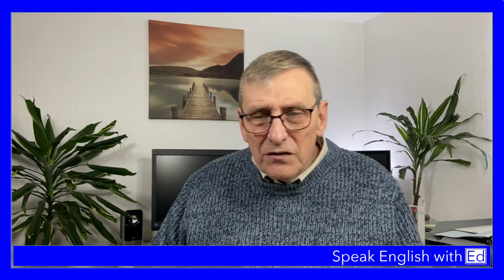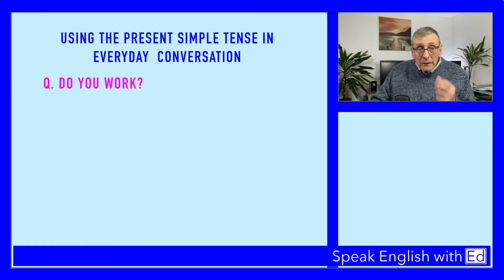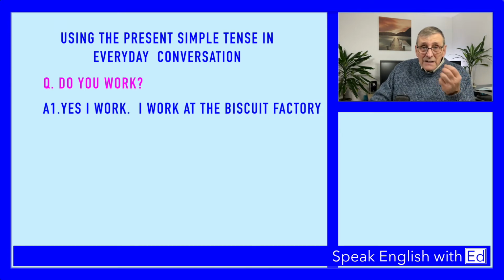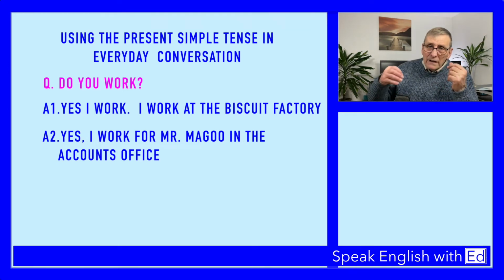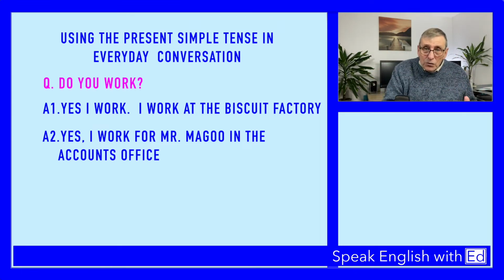But it's not great conversation. It doesn't make for good conversation. So if somebody says, do you work? It's good to say, yes, I work at the biscuit factory. You can say, yes, I work for Mr. Magoo in the accounts office. You're just adding something to the conversation, but you're using the present simple tense.